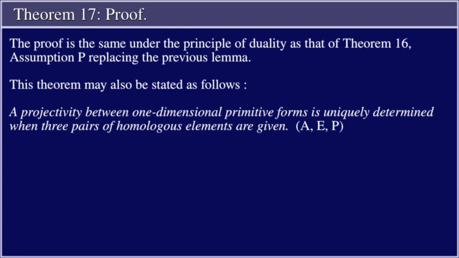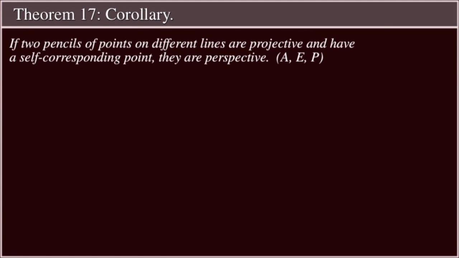This theorem may also be stated as follows. A projectivity between one-dimensional primitive forms is uniquely determined when three pairs of homologous elements are given. Assumptions A, E, and P. Corollary: if two pencils of points on different lines are projective and have a self-corresponding point, they are perspective. Assumptions A, E, and P.